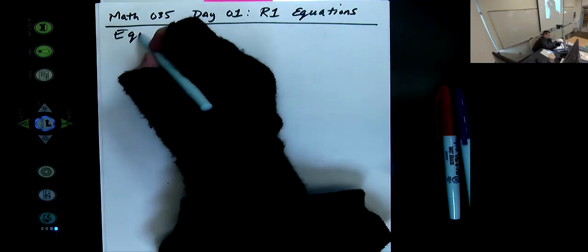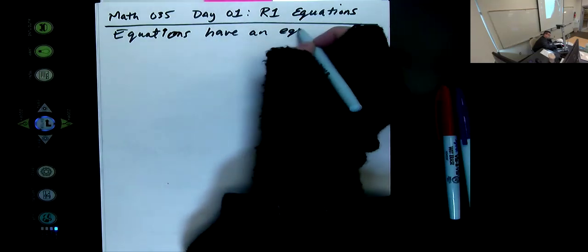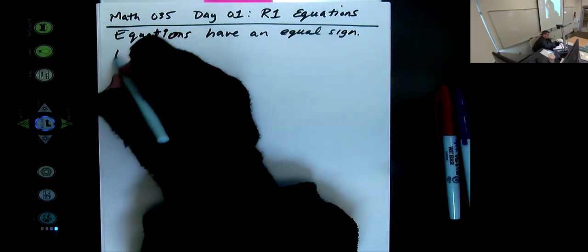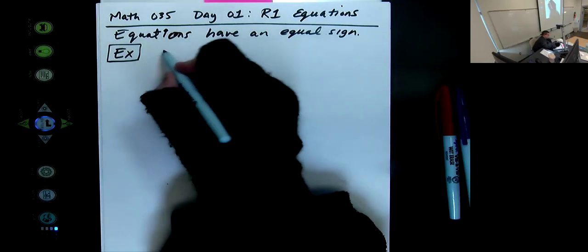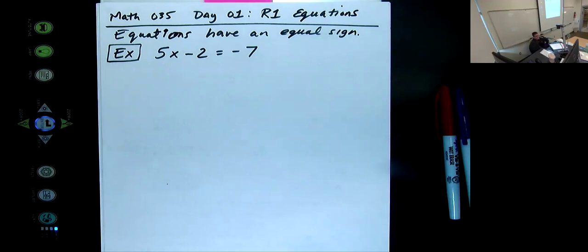All right, so equations. Equations have an equality symbol. Equations have an equal sign. Five x minus two equals negative seven. If at any time I go too fast, please say something. If I'm off the screen, please say something. If you don't understand something, say something.